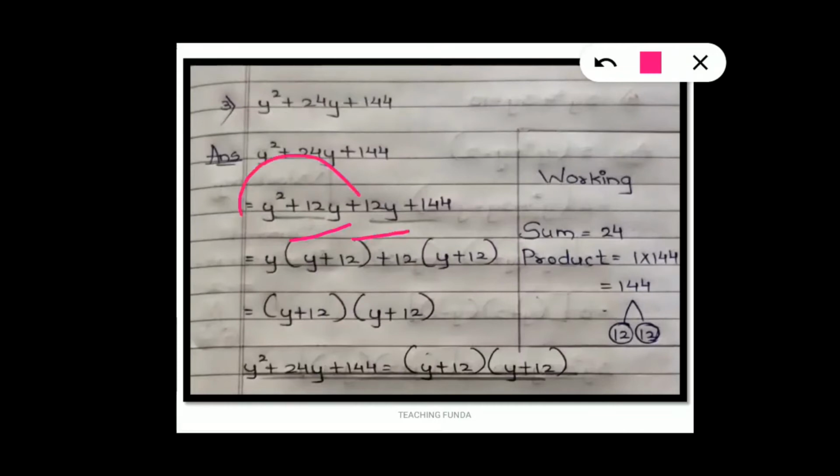Again you have to take common from these two terms. It will be y plus 12. Here also you have to take common 12. When you take the common 12, again you are getting the same bracket y plus 12. Here y plus 12 you have to write, and the remaining terms you have to write in the second bracket. Okay, so your factors are y plus 12 and y plus 12.